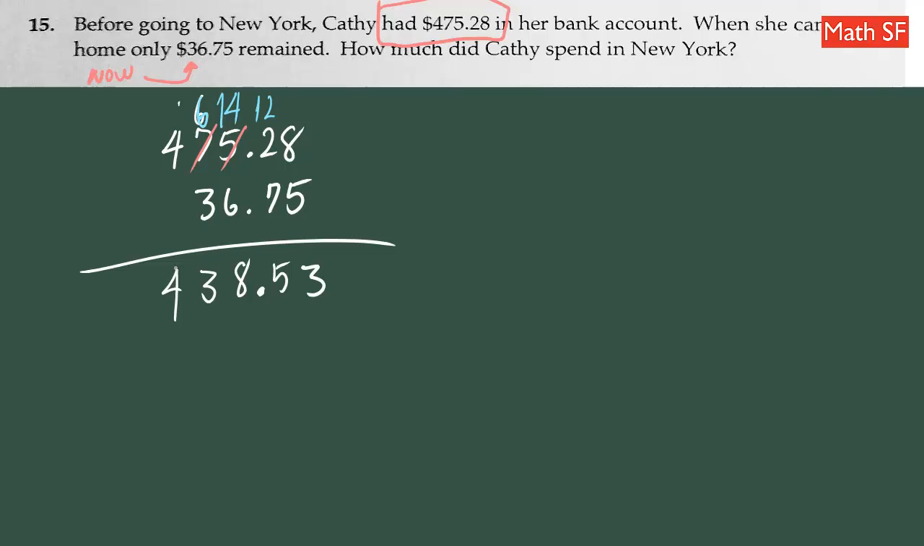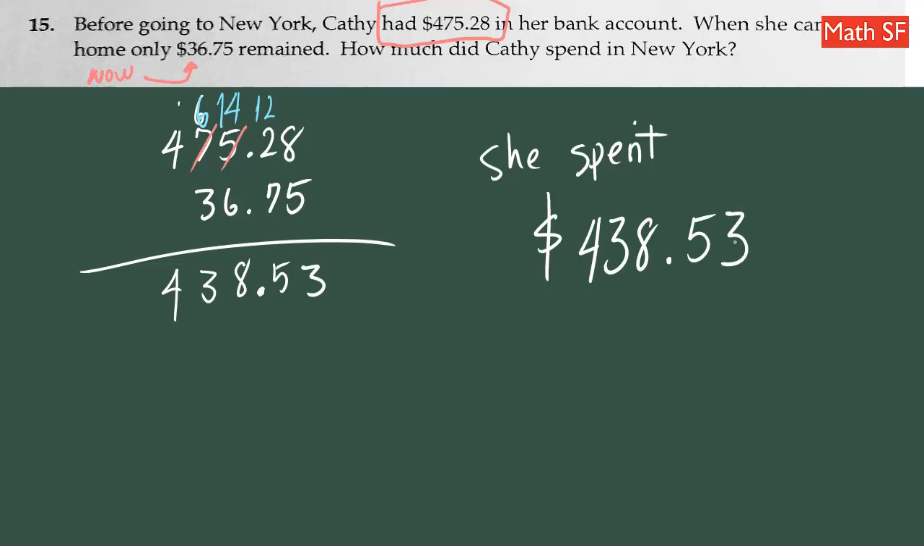Therefore, how much money did Cathy spend in New York? Cathy spent $438.53.